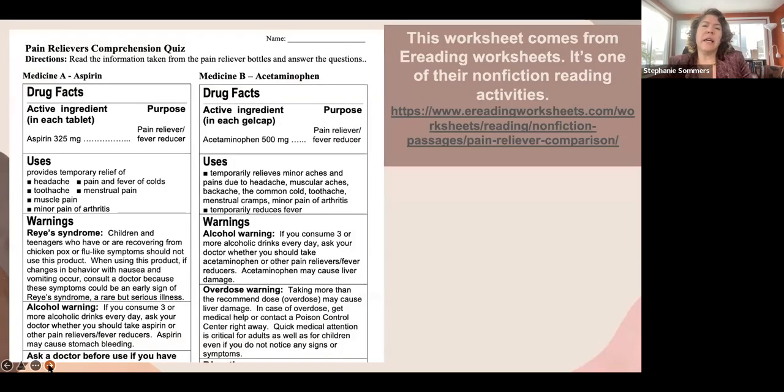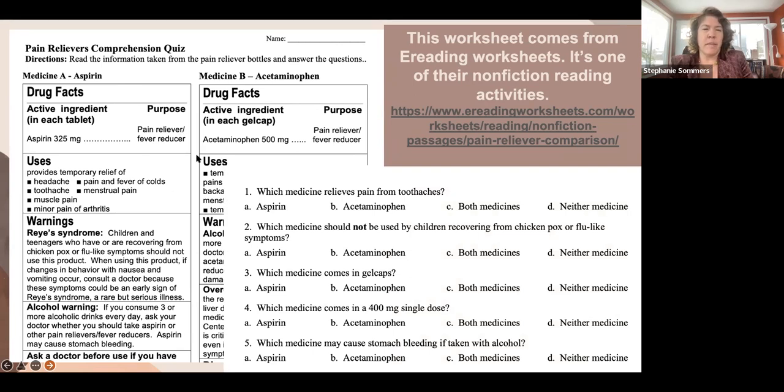And then finally, these are some materials that come from e-reading worksheets that come from their nonfiction reading activities. And I thought of a lot of different ways we could use this. Again, the Venn diagram and comparing medicine A and medicine B, for example. I found these and thought they were interesting. They're ready to go and download. So there's some labels here and then questions that you can use.